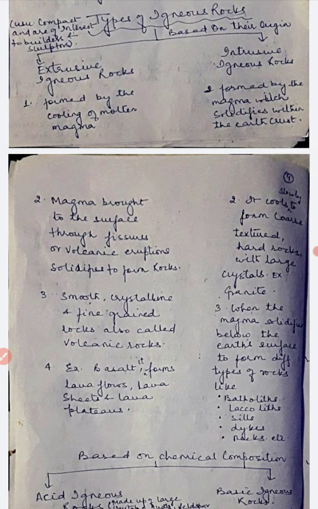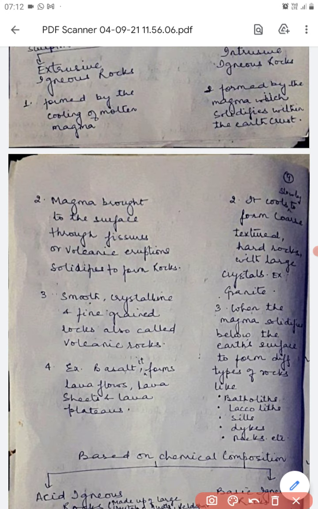The extrusive igneous rocks are smooth, crystalline and finely grained rocks, also known as volcanic rocks. Example is the basalt. But when the magma solidifies below the earth's crust to form different types of rocks, that comes under the intrusive igneous rocks, and there are various types of intrusive igneous rocks, as you can see: batholiths, laccoliths, sills, dikes and necks, etc.